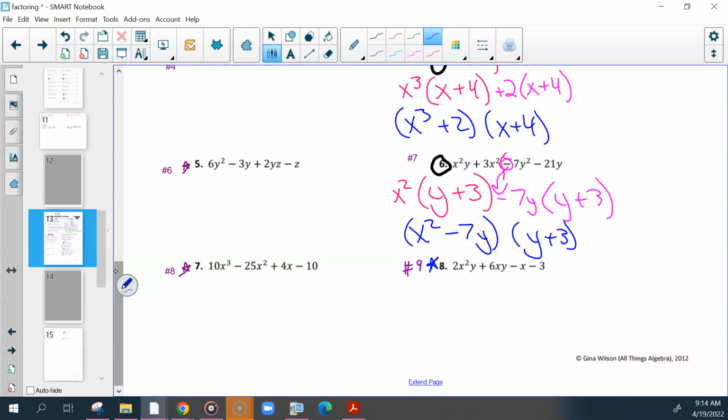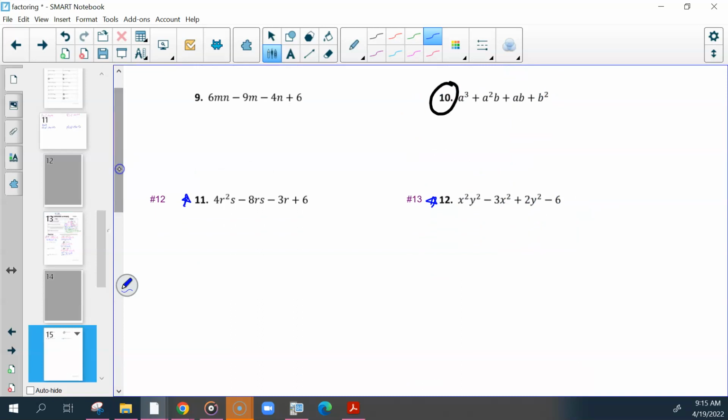After you finish this one, turn the page over to the back. Okay. We're going to do number 10 and number 11.